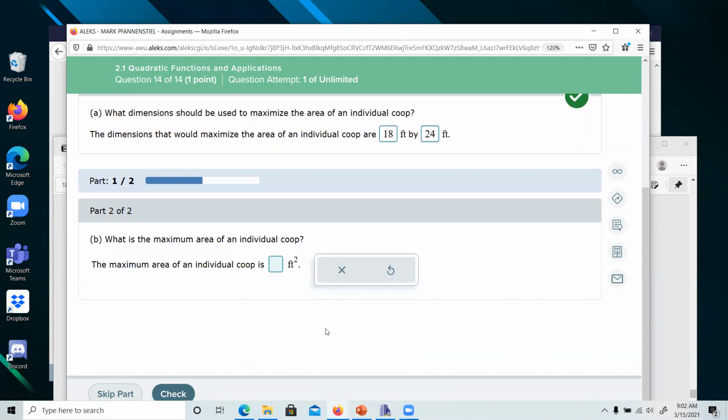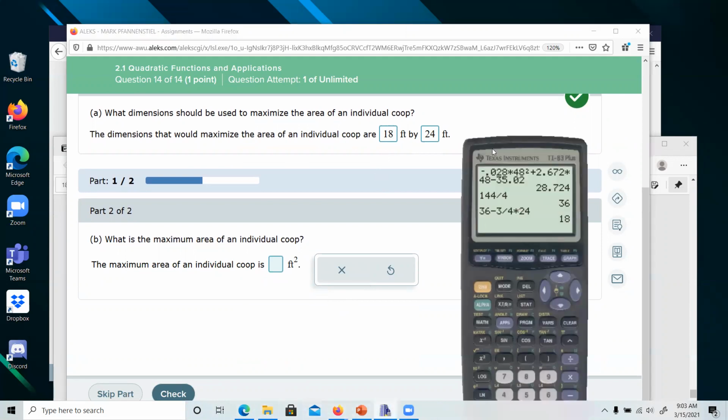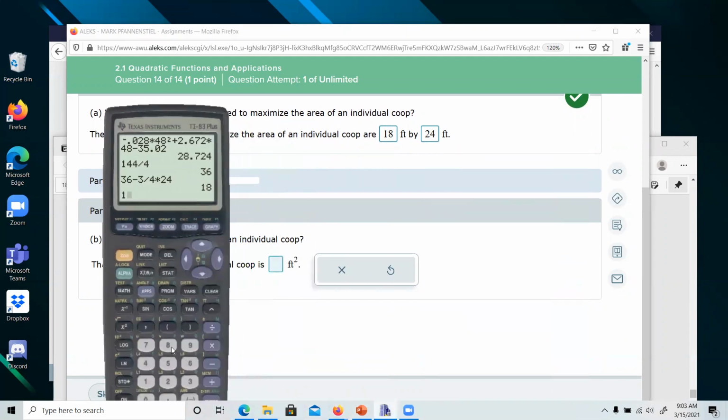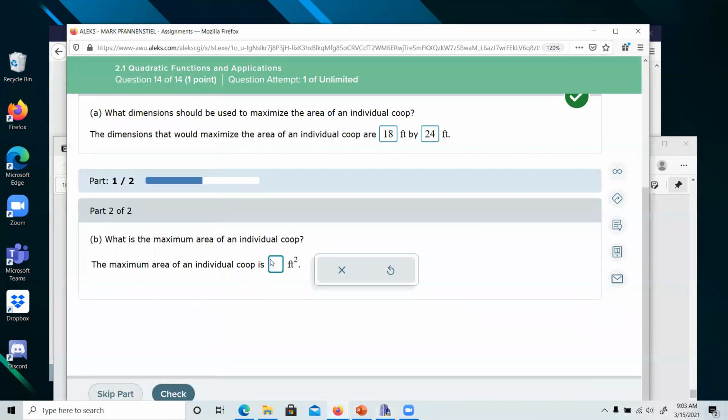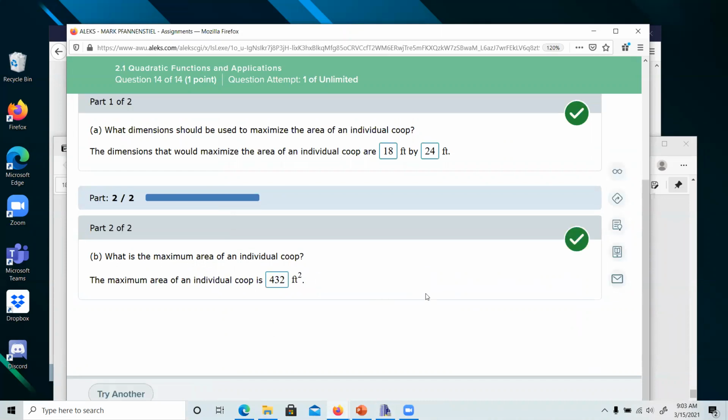And then at maximum area of the chicken coop, we're just going to multiply those together. Okay, I don't know what that's going to be. So 18 times 24. 432. All right. And then that is how you solve those kinds of problems.